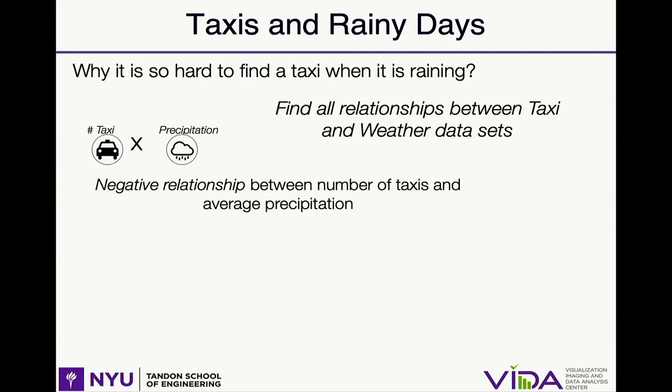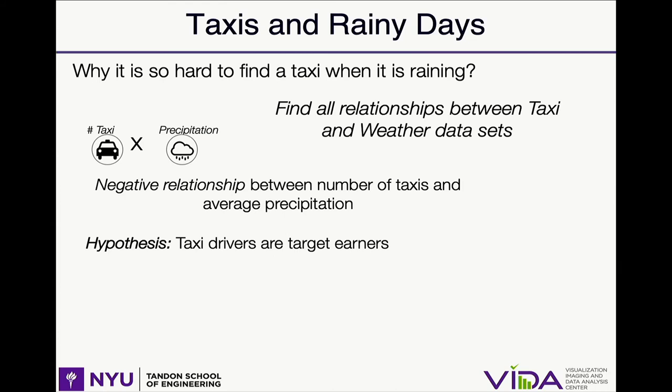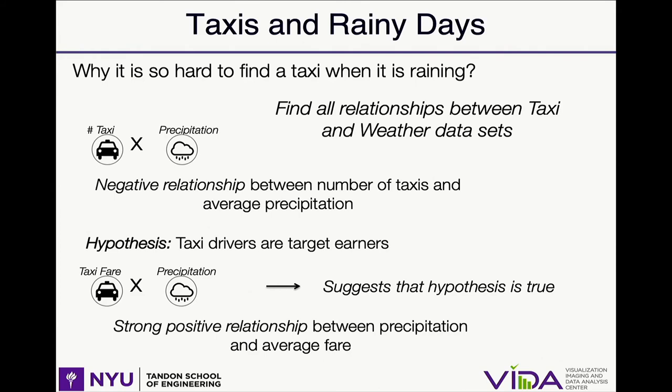This is consistent with the longstanding hypothesis that taxi drivers are target earners, meaning that when it rains, there's higher demand. They fill up their quota and they go home, right? The system also derived another relationship, a strong positive relationship between precipitation and average fare. So this suggests that hypothesis is true.